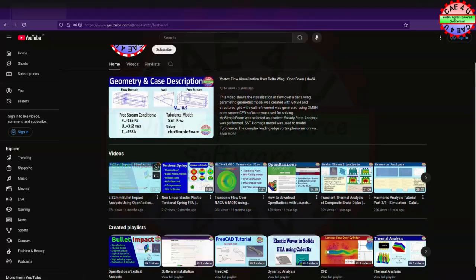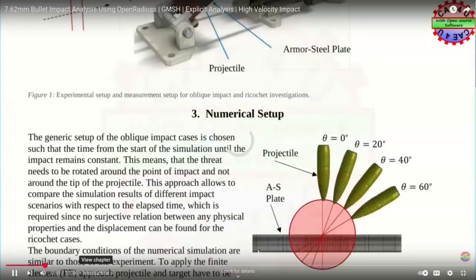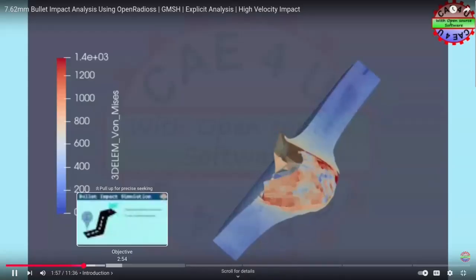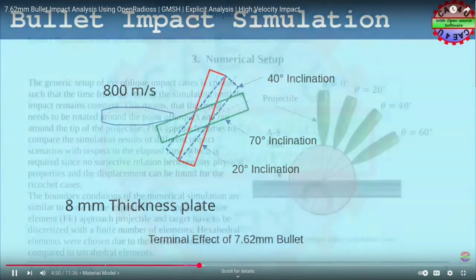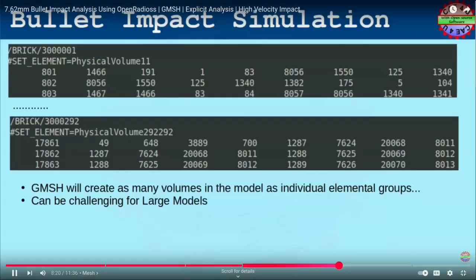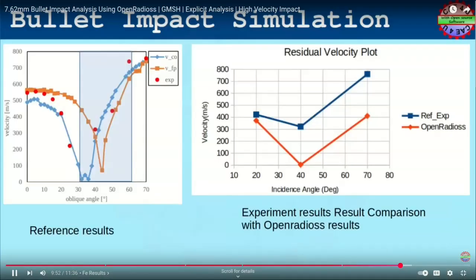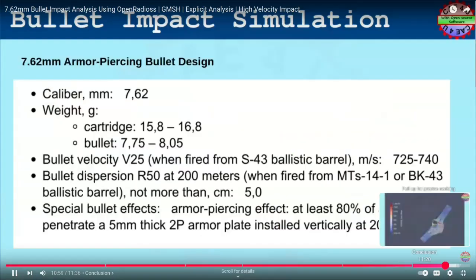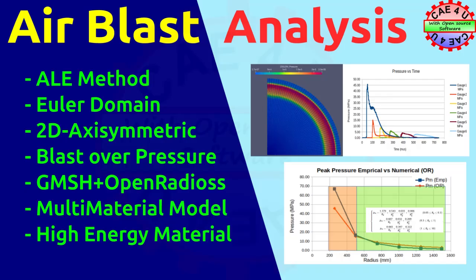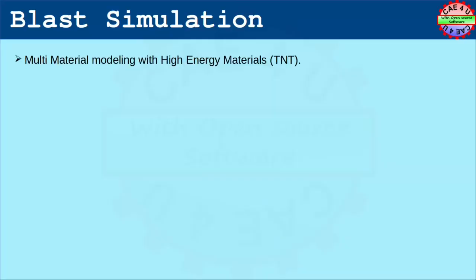In our last video, we explored simulating high-speed impact of a bullet against a plate at various impact angles. Our successful simulation of such a complicated physical process motivated us to explore OpenRadioss further. This time, we tried to simulate another complex phenomenon, the detonation of TNT in air, and hence simulating the blast pressure wave during explosion. This type of simulation requires the so-called multi-material modeling.